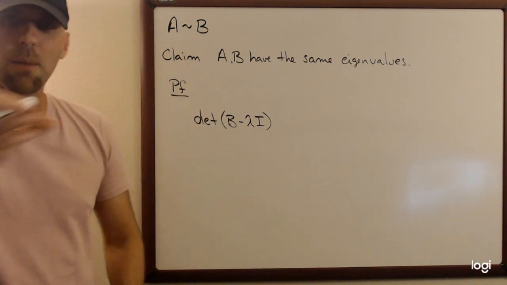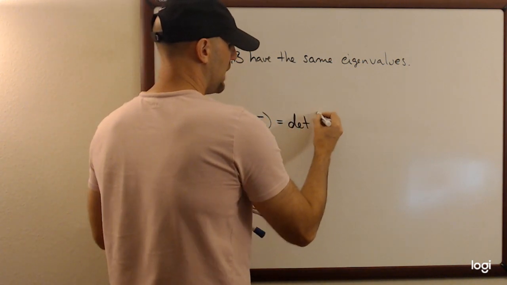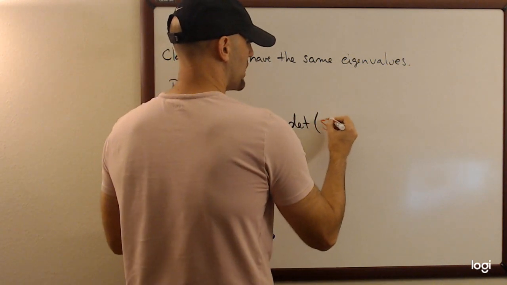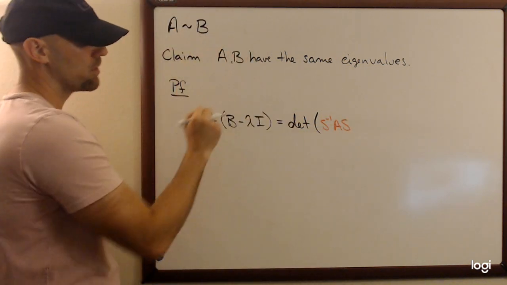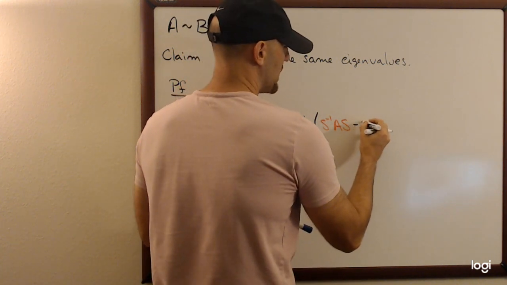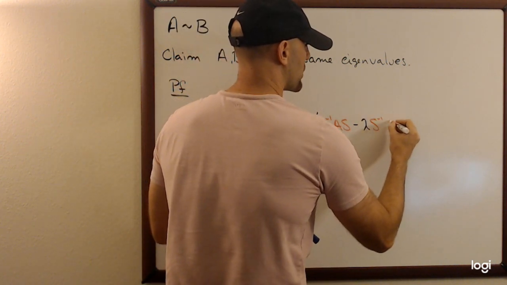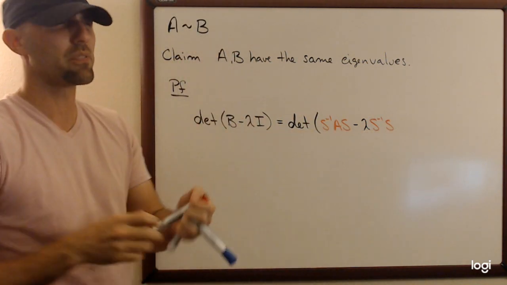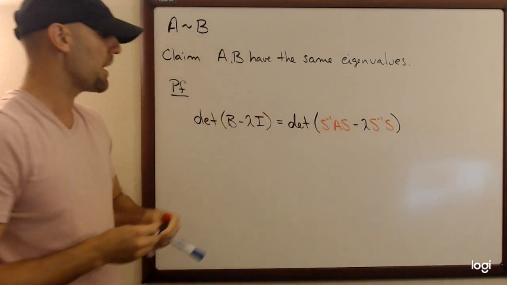But if I make a couple of substitutions here, if I replace B with S inverse AS, of course, if they're similar, I know this is true. And let me replace I, the identity matrix, with S inverse times S. Anything times its own inverse is the identity. 1/5 times 5 is 1. All right, fantastic.